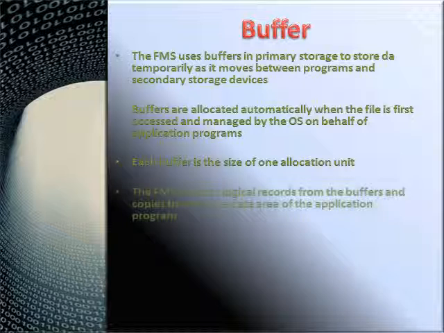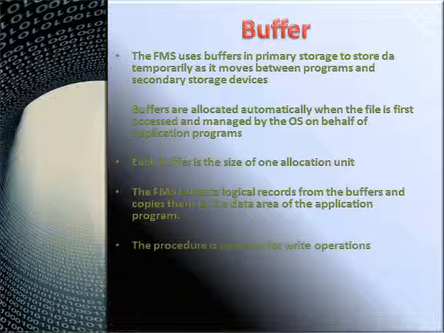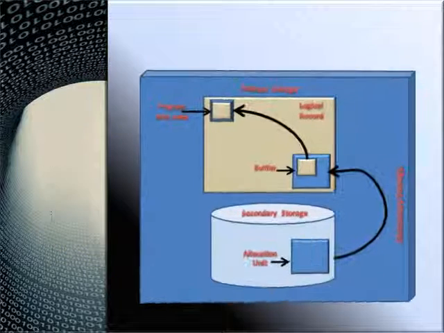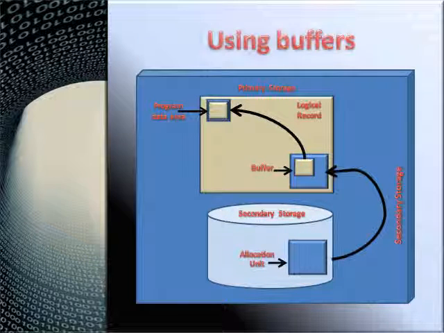The FMS extracts logical records from the buffers and copies them to the data area of the application program. The procedure is reversed for write operations. The buffer is a temporary holding area for extracting logical records from physical records. Here's an example of the flow using buffers.